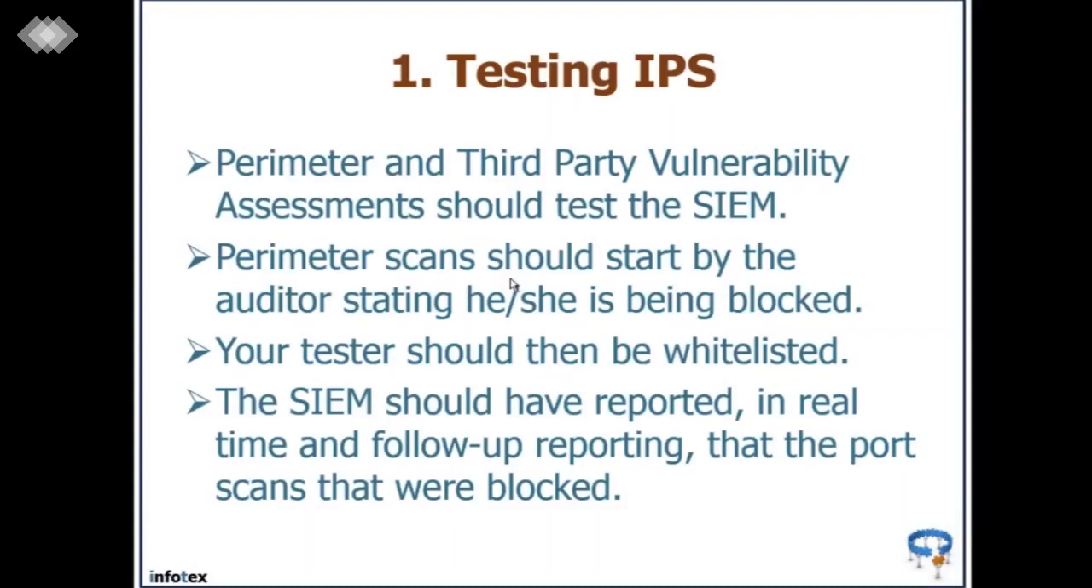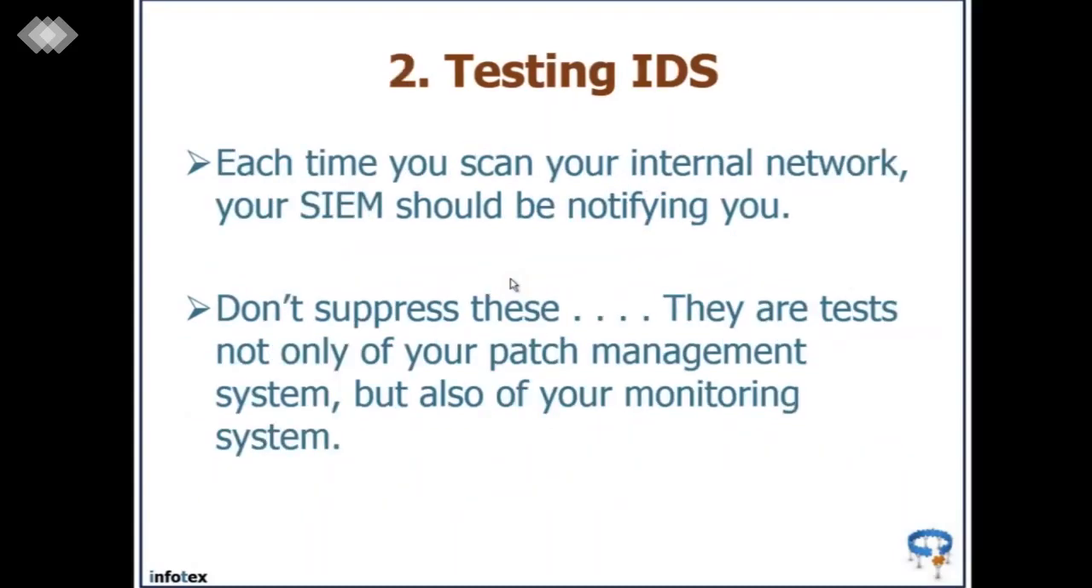We want to make sure that we're dotting the I and crossing the T on our perimeter scans. So that's the first test that we need to conduct. The second test then is testing your intrusion detection system.